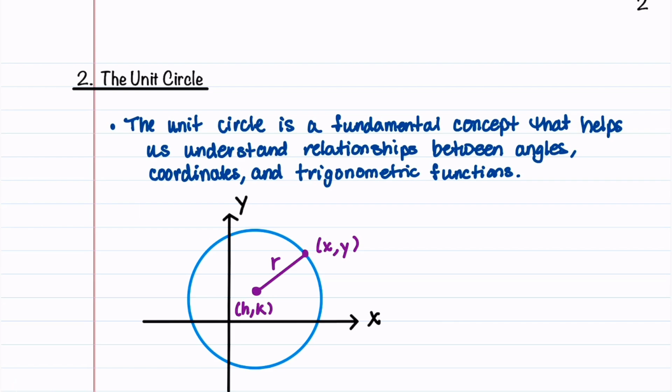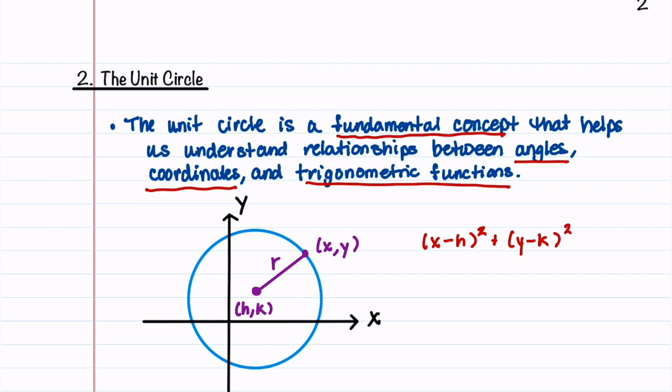The unit circle is a fundamental concept that helps us understand relationships between angles, coordinates, and trigonometric functions. Let's begin by looking at a circle of radius r whose center is located at h, k. We found on the previous page that the equation for this circle is x minus h quantity squared plus y minus k quantity squared is equal to r squared.